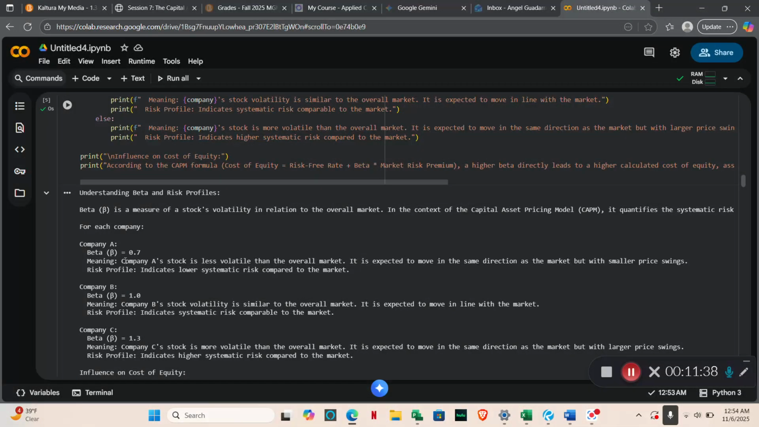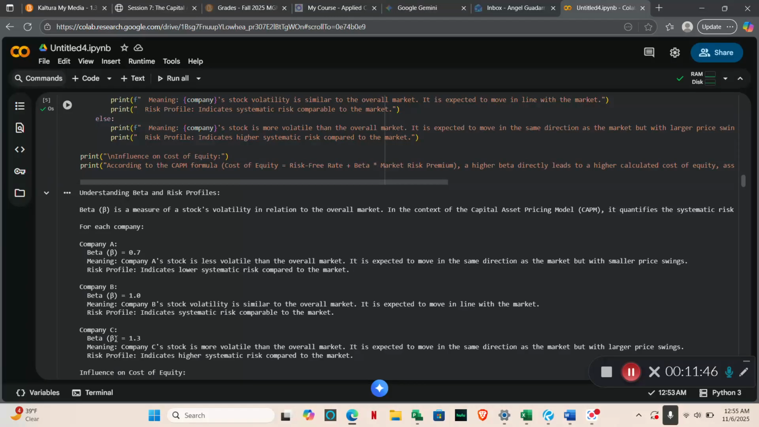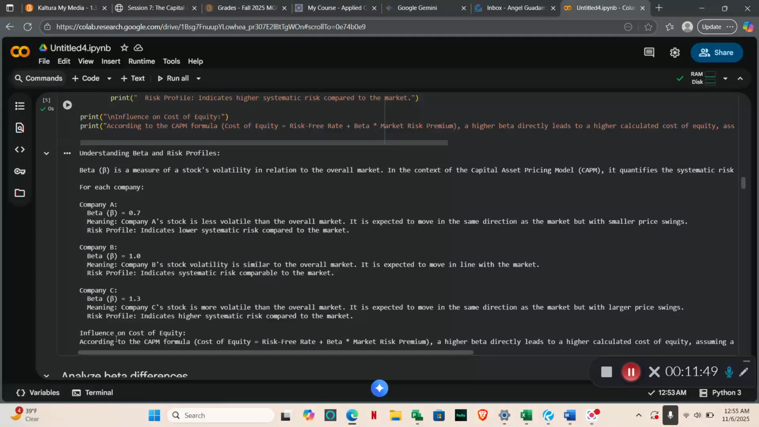For A, it's going to be about 0.7, meaning A's stock is less volatile than the overall market. It is expected to move in the same direction as the market, but with smaller price swings. For Company B, we have a beta of about 1.0. Company B's stock is similarly volatile to the overall market. It is expected to move in line with the market, and its risk profile indicates systematic risk comparable to the market.